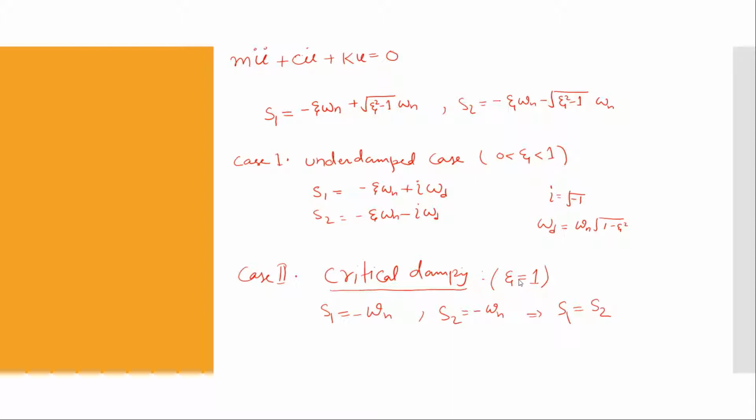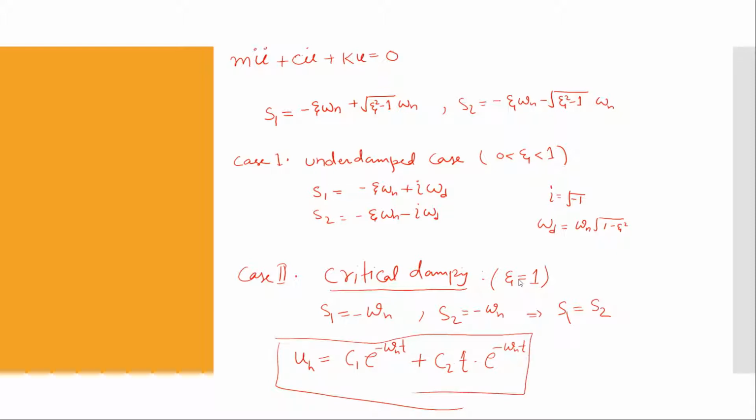So we know the solution for this: the homogeneous solution for two identical real roots. What would be the solution? We have c1 e to the power minus omega n t plus c2, and since we have the same roots, there is a multiplication with the independent variable t, so c2 t multiplied by e to the power minus omega n t. This is the solution. Now we will find c1 and c2.